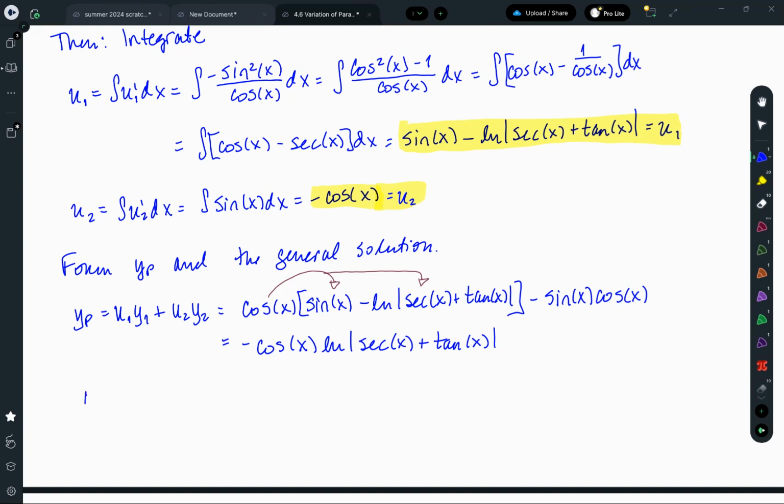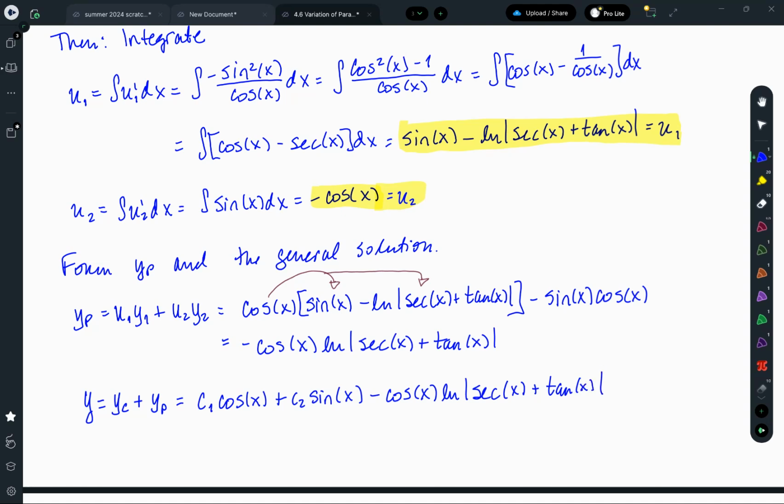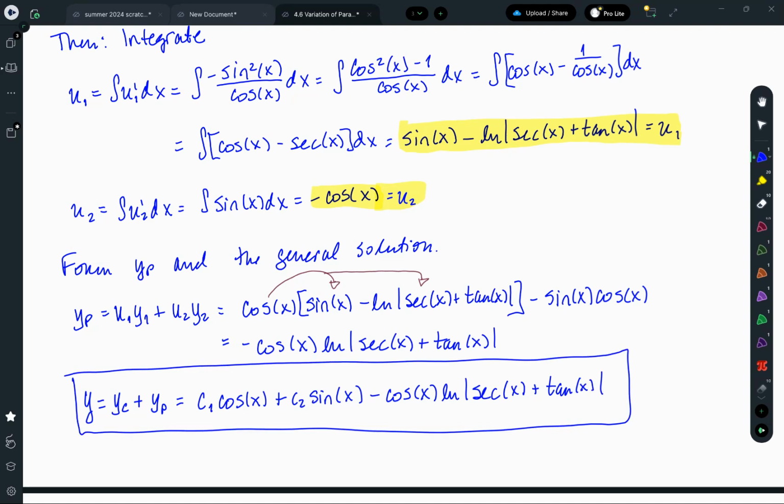Our general solution, y, will be y sub c plus y sub p. y sub c is c1 cosine of x plus c2 sine of x. And then our y sub p gives us minus cosine of x times the natural log of the absolute value of secant of x plus tangent of x. And then we're done. That's our general solution. Okay.